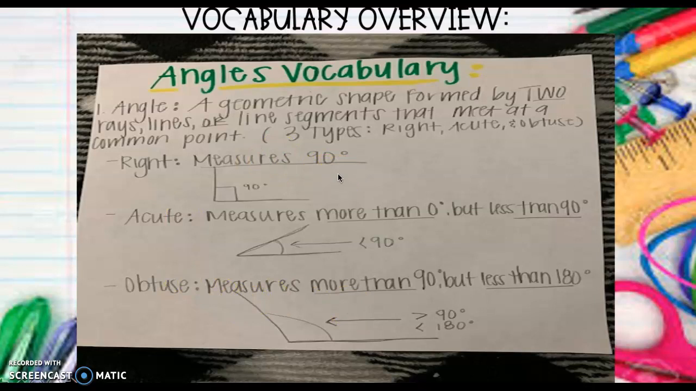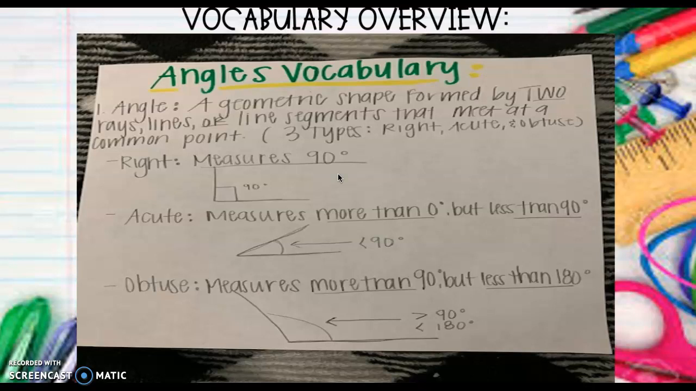It's not 89.9, 89.5, it's not 91, it's exactly 90 degrees, okay? An acute angle, they're cute, they're small, they measure more than 0 but less than 90, okay? So it has to be between the numbers, it has to be 1 through 89 for it to be acute.